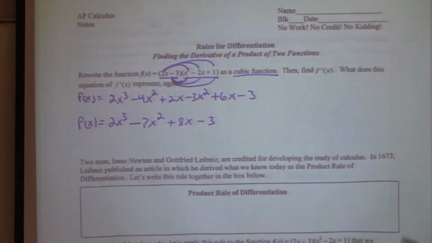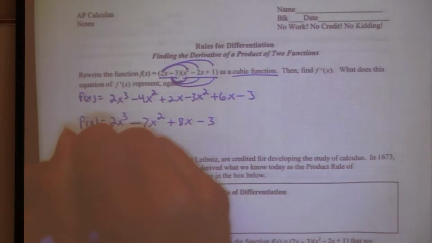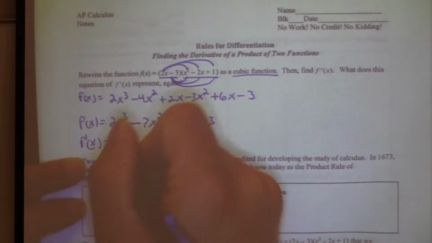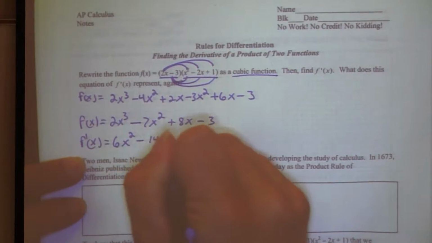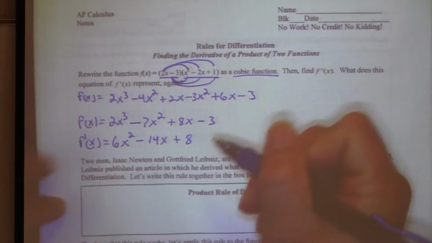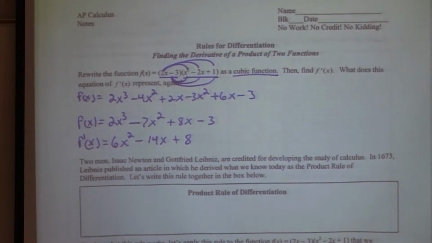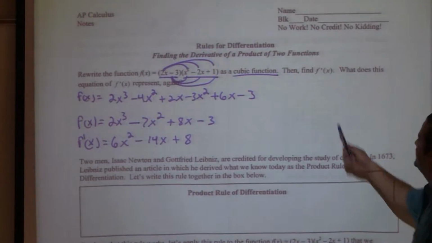So then on your test, you found the derivative, right? Okay, so find the derivative of this guy. Using the power rule, what would we end up with? 6x squared minus 14x, plus 8. Great. So that's my derivative. We found f prime.